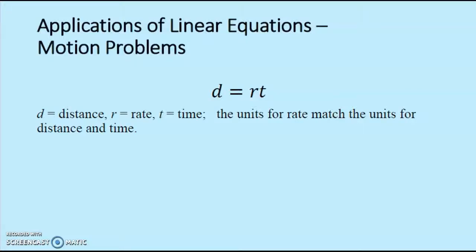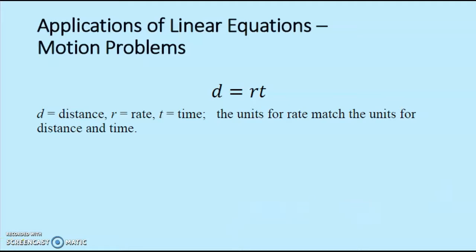In this video, we'll look at applications of linear equations that involve distance or motion. For both of these examples, we're going to use the formula d equals rt. The d stands for distance, the r stands for the rate, and t stands for time. So you could think about rate as the speed, and the units for the rate should match the units for distance and time. So for example, if the rate is measured in miles per hour, the time will be measured in hours and the distance will be measured in miles.